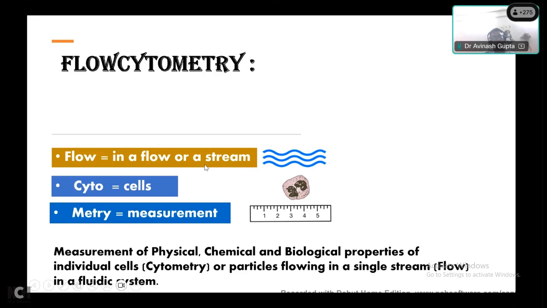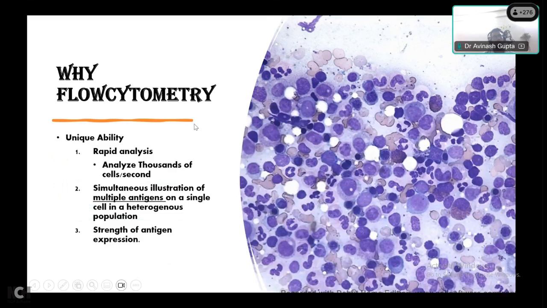In this, a flowing fluid having certain particles or cells goes through a laser one by one, and you are analyzing various properties, which include physical, chemical, as well as biological properties. So why do we use flow cytometry in hematology? As I'm a hematopathologist, I'll talk about hematopathology. It has a unique ability. You can analyze thousands of events per second. Then it gives you the power to take out a particular population which you are going to analyze or study from a heterogeneous mixture.